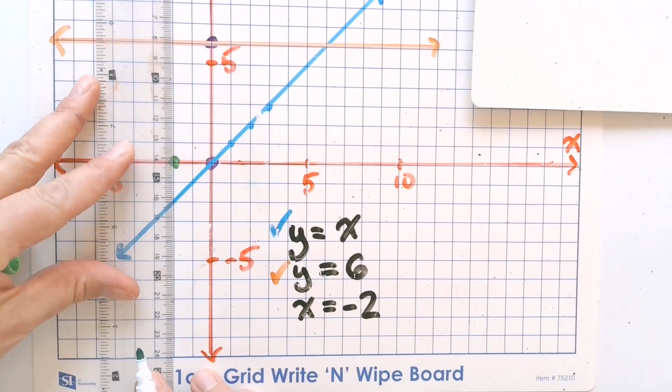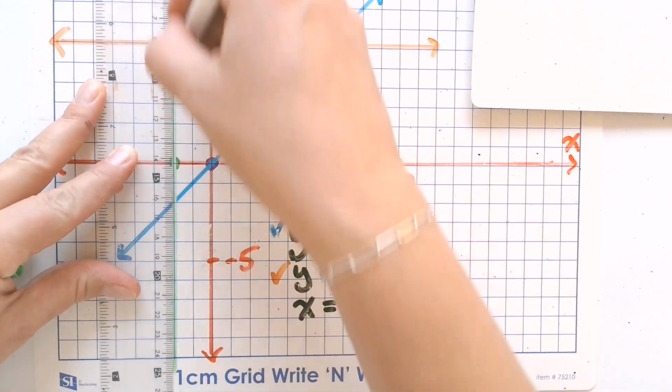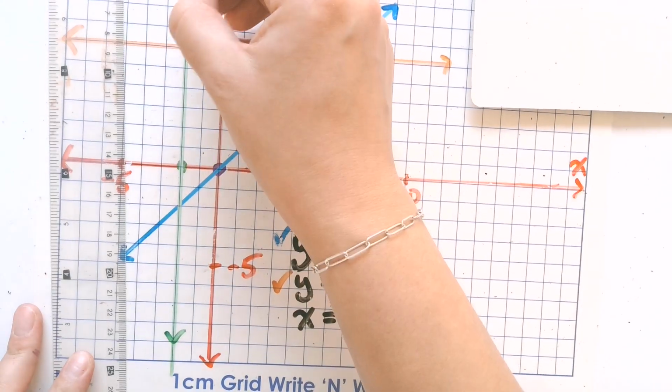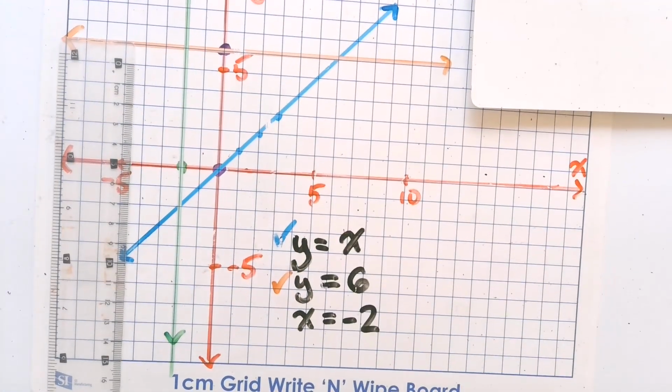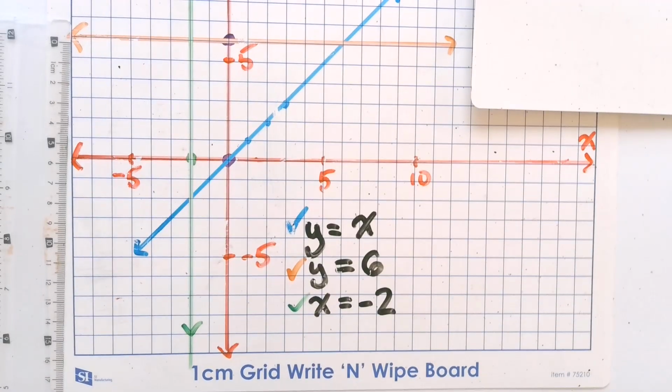So I have to draw a vertical line, and again, add little arrows going up and down. Okay, and that is how you graph x equals -2. So let's recap.